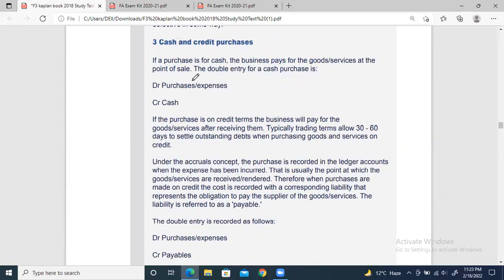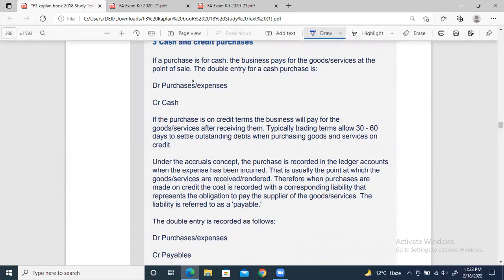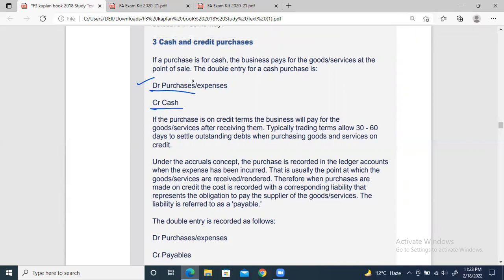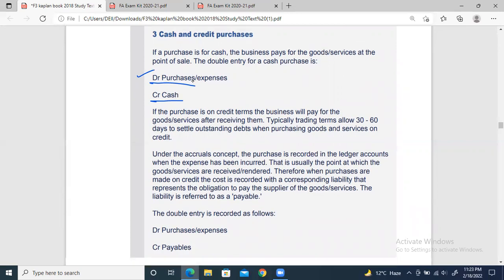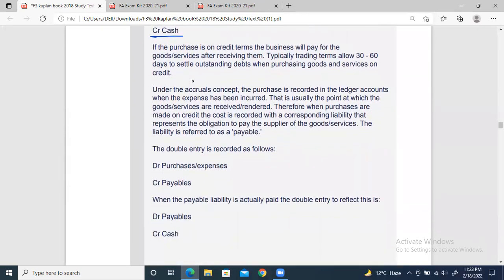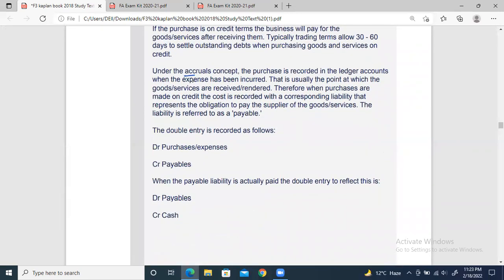So cash one is very simple to understand. We pay cash there and then. So the double entry for this is, as you can see over here, debit purchase and credit cash. So simply it's that we increase the purchase or the expense, and we decrease the cash because we're paying it there and then. But the other thing is credit purchase. So what happens is that we'll discuss this accrual concept as well.